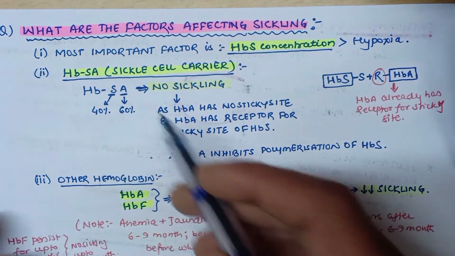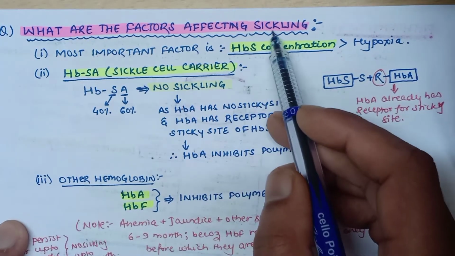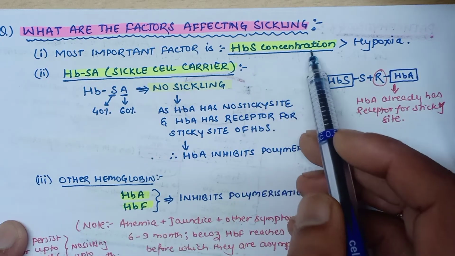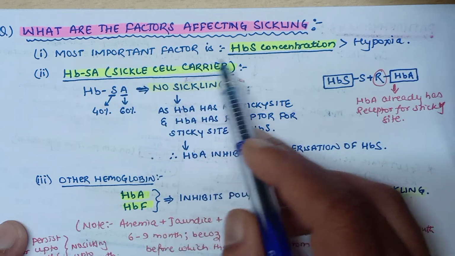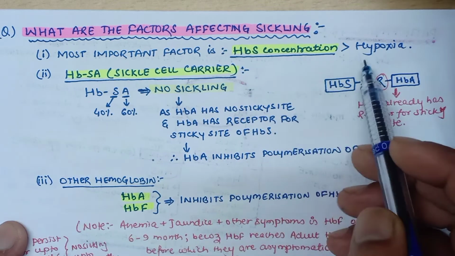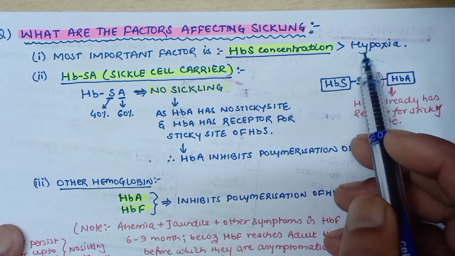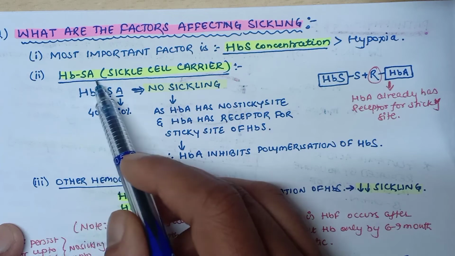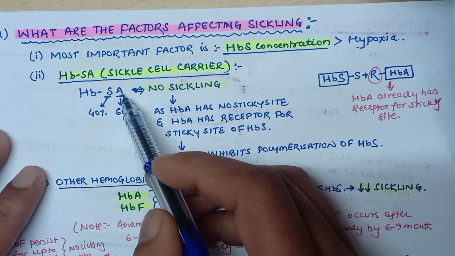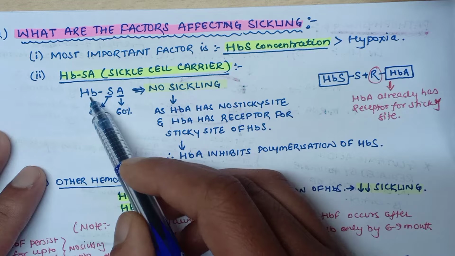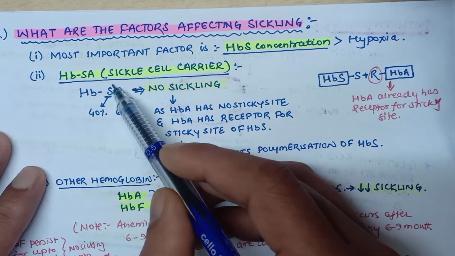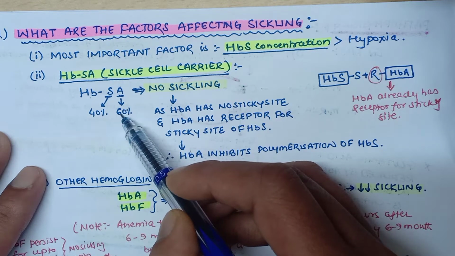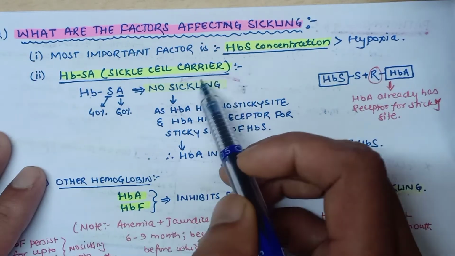Now, what are the factors affecting sickling? The most important factor is HbS concentration, more than hypoxia, which will result in sickling. In case of sickle cell trait, it is HbSA. HbA is 60%, whereas HbS is 40%. So this S will contribute 40% and this A will contribute 60% of HbSA, the sickle cell carrier.